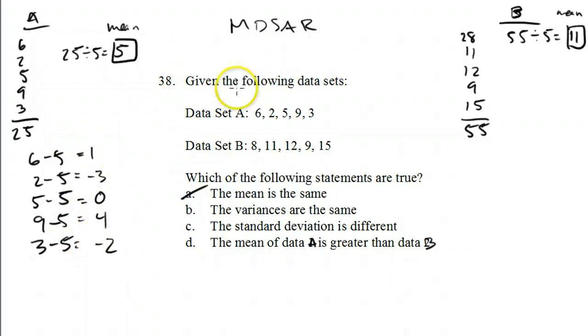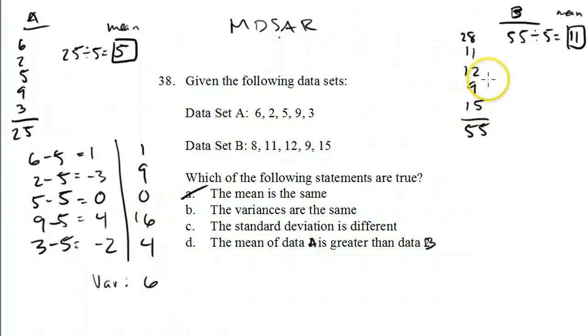Then if I do square, S for square, I get 1, 9, 0, 16, 4, and then take the average of them to find the variance. So if I add them all up, I get 30, divided by 5 is 6. So my variance is 6.